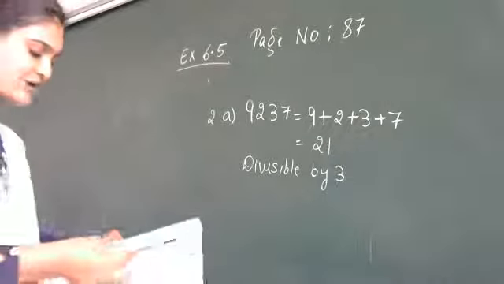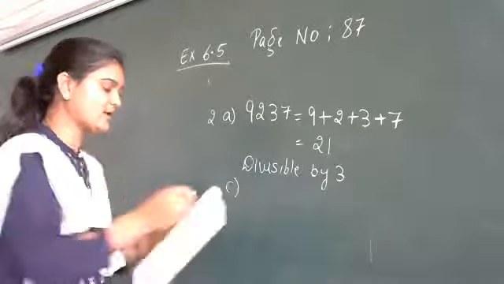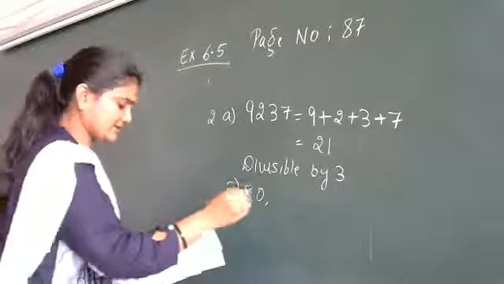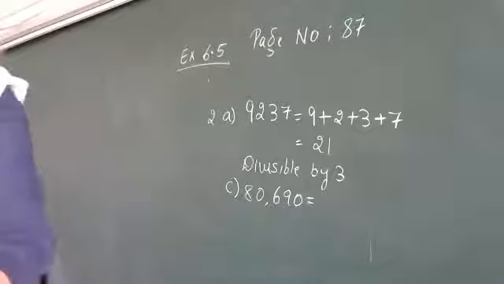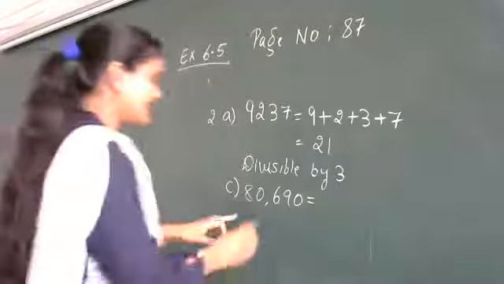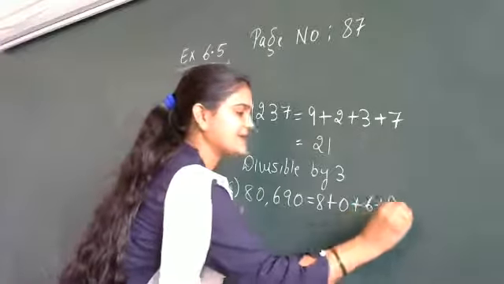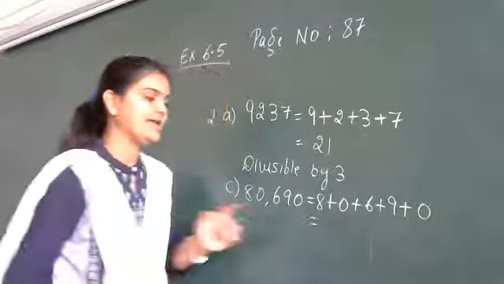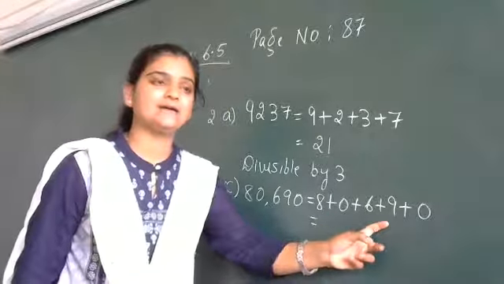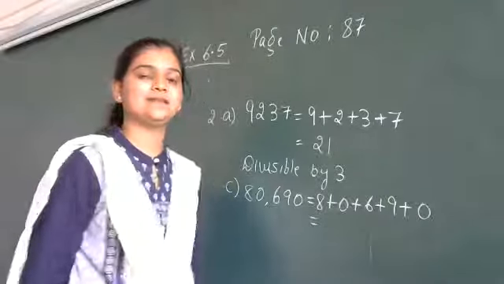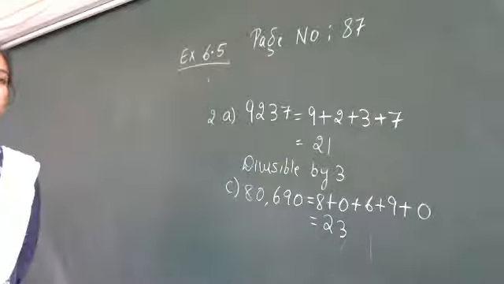Next one, we will solve one more. Third one, 80,690. 8 plus 6 plus 9 plus 0. 8 plus 6, 14. 14 plus 9, 23.